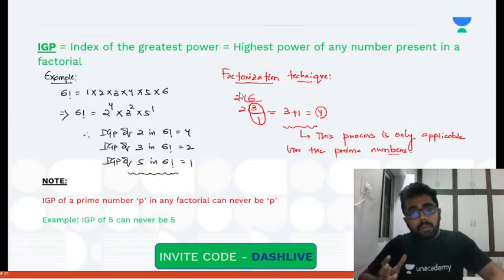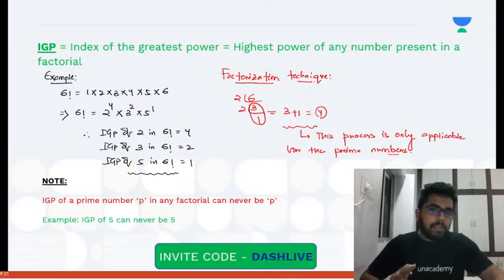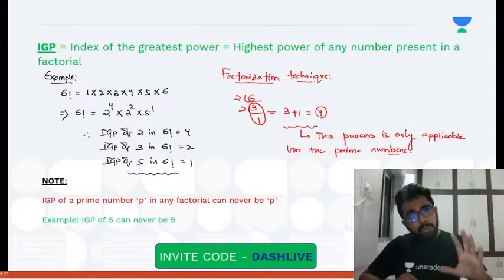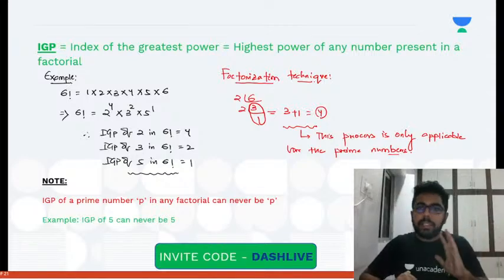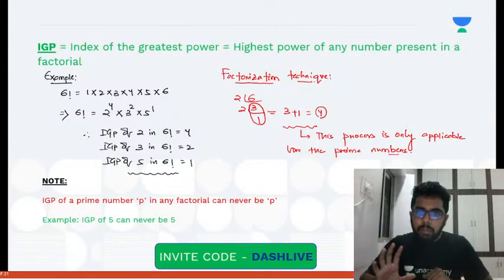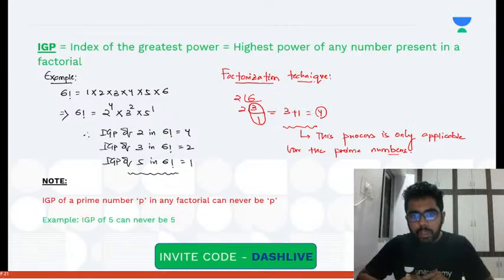Any number, if you want to find the IGP, you divide it by that particular prime number. But remember this, this method is only applicable for prime numbers. You cannot apply it for any other number. So if you are trying to find the IGP of 2 in 6 factorial, you simply divide 6 by 2 in the way that I have shown, and then add the quotients except 6. Except the number, you add the remaining quotients. And remember, this process is only applicable for prime numbers.